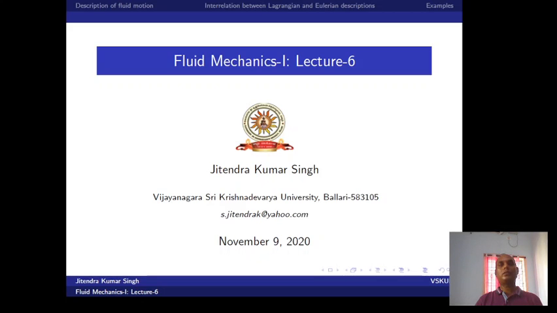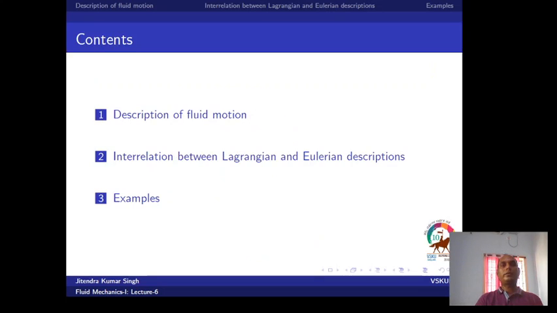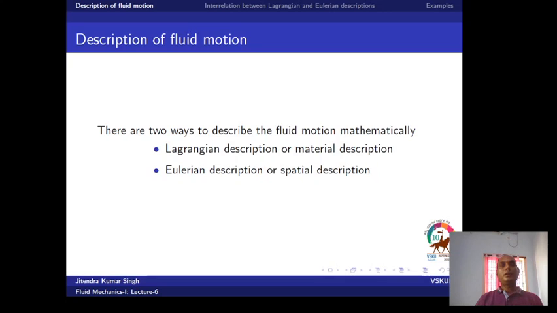So now in this lecture, we are going to discuss how to describe a motion in fluid mechanics. Then we shall try to make the interrelation between those methods of describing the motion in fluid mechanics. So let us start. There are two ways to describe the fluid motion mathematically. One is called the Lagrangian description or material description, and another is called the Eulerian description or spatial description.